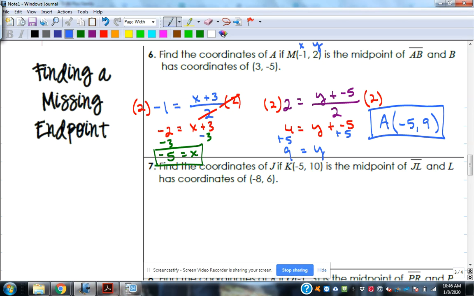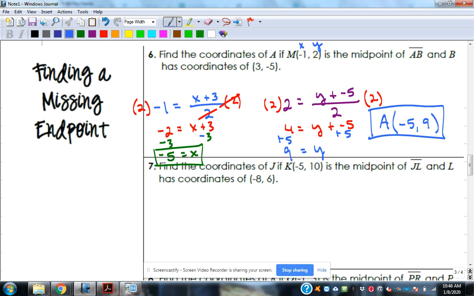We're finding those missing coordinates using some algebra work to get there. It's setting up the midpoints. It's not a hard thing. Or if you just want to remember double the coordinate of the midpoint, that can help too. Let's do number 7 real quick and see what we can do there.